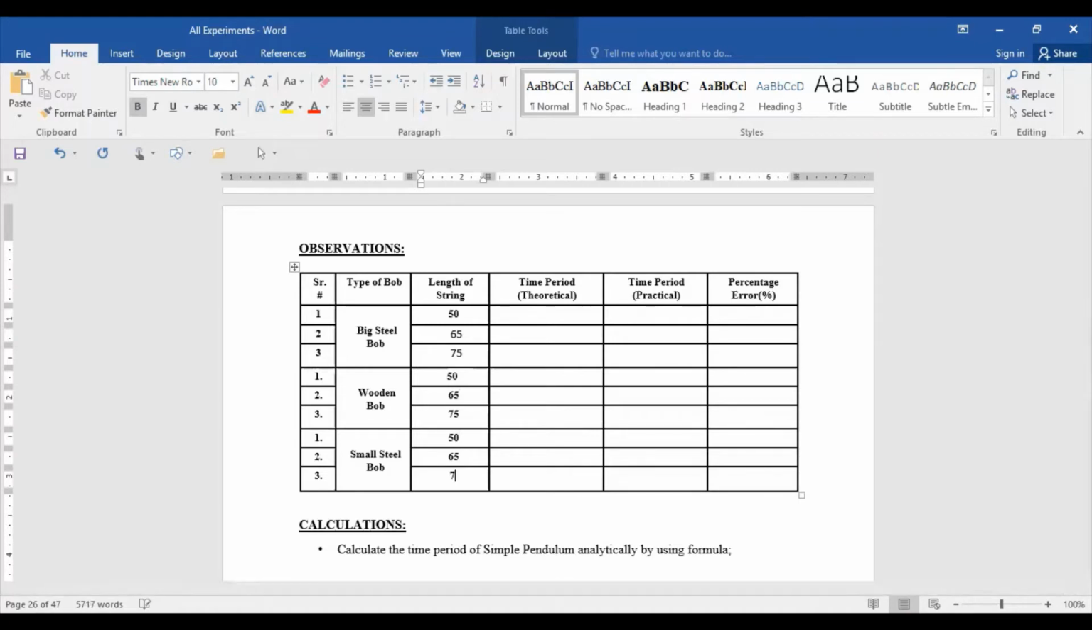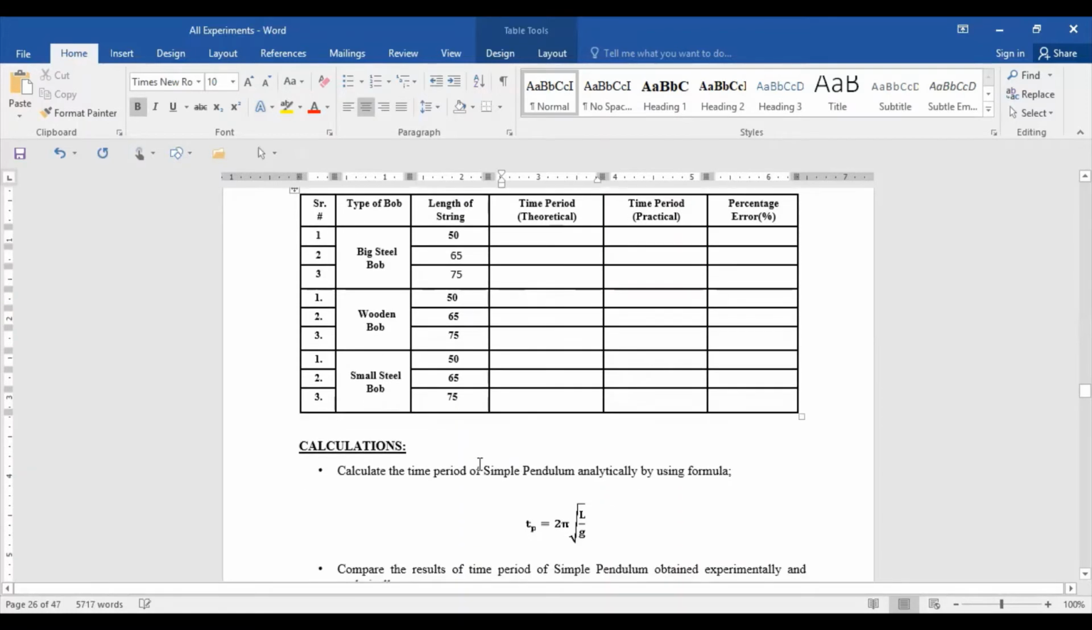I put it here. Then what I have to do, I have calculated the time period theoretically. How can I calculate it?